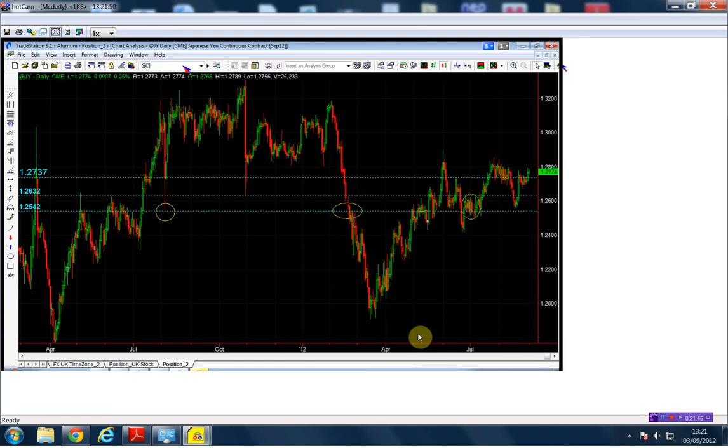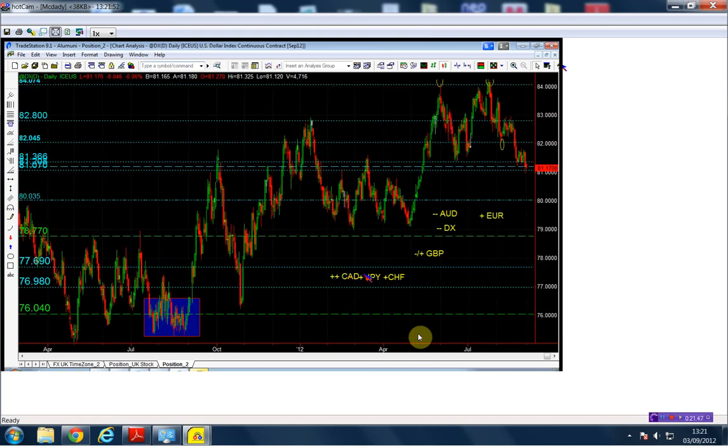So the yen would be a buy, the same as of last week. So the yen would also be a buy. So we'll be looking to buying the yen.